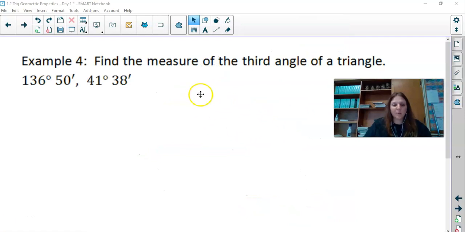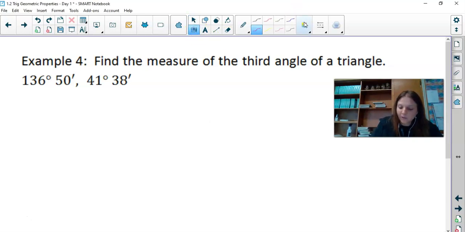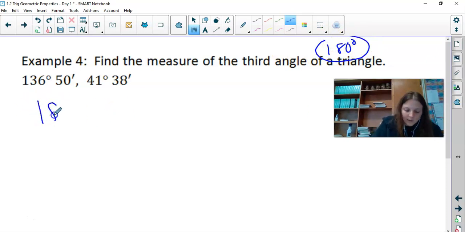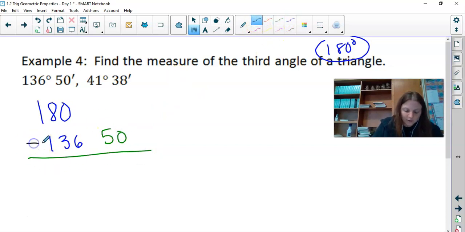So the last type of example that you're going to look at is finding the measure of the third angle of a triangle, given two angles. So remember, a triangle adds up to 180 degrees. So start with that. And what you can do is subtract one angle at a time. If they give you two angles and you need to find the third, you can simply subtract one angle at a time. So I'm going to line it up just like we would have with any other example, and I'm going to put in the missing minutes.